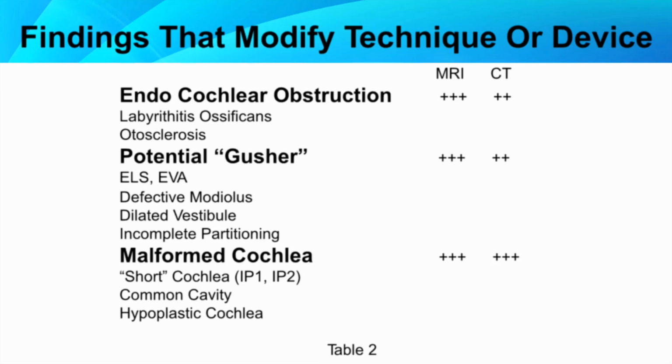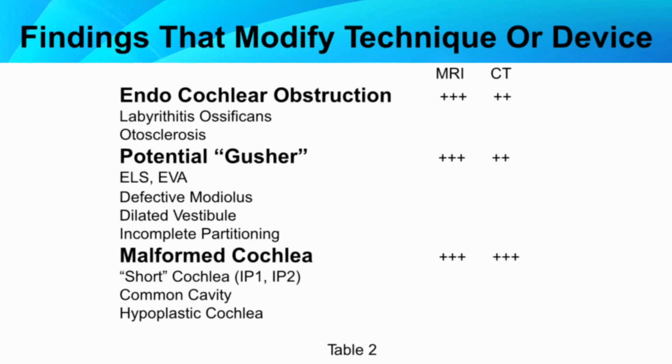A very common purpose for preoperative imaging is to detect obstruction of the cochlear duct. CT scanning can detect ossification of the cochlea from labyrinthitis ossificans, otosclerosis, or primary diseases of bone. MRI can detect soft tissue obstruction of the cochlear duct because it is sensitive to the fluid signal within the cochlear scalae, and absence of this signal will indicate the cochlear duct is obstructed.